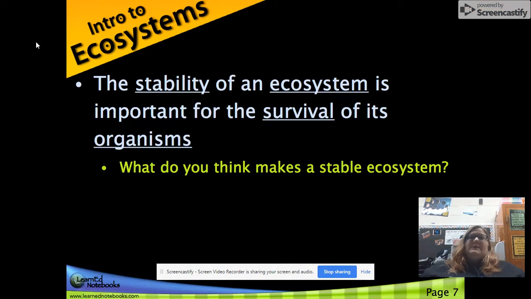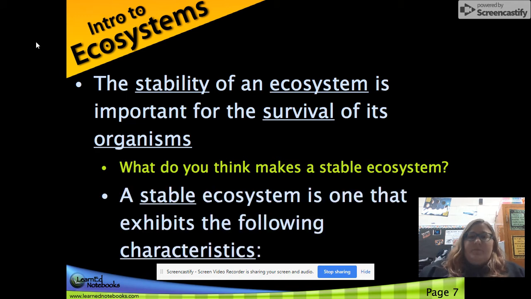All right, so today's page 7. We're going to start just the introduction to ecosystems. It says the stability of an ecosystem is important for survival of organisms. So what do you think makes a stable ecosystem?